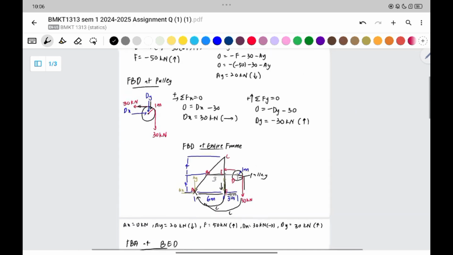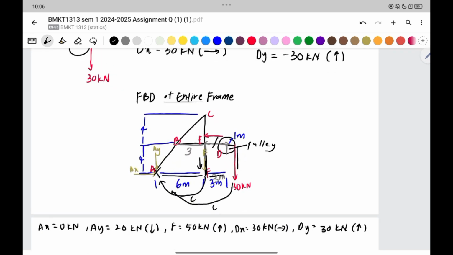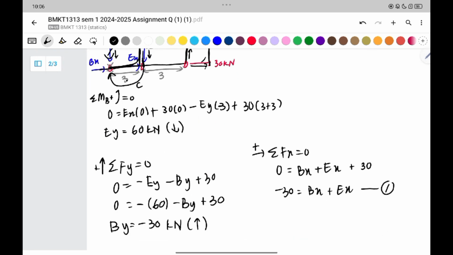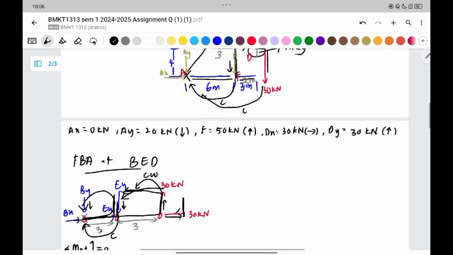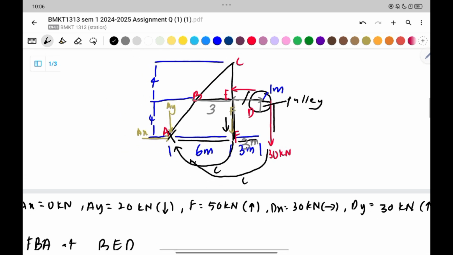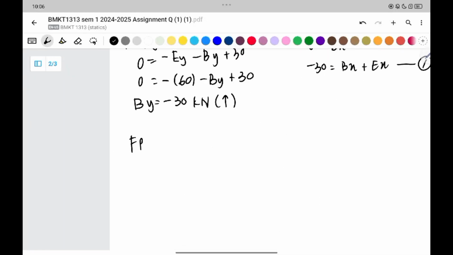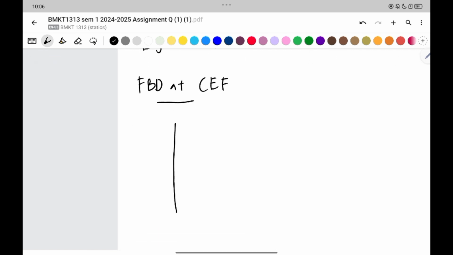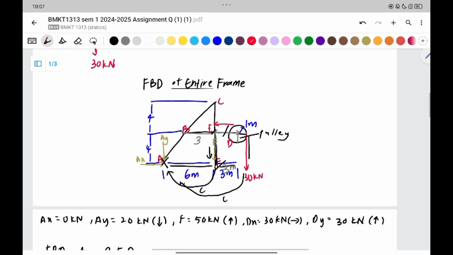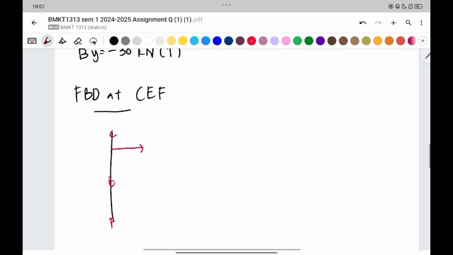Next, we'll need to draw the free body diagram. Now it's either CEF or ABC. Here we already found the values for EY and BY. So it's easier for us to use the free body diagram of CEF, because we already know the value for F and one of the E components. So the next is the free body diagram of CEF. It has C, E, and also F, and also a value here. Remember, there's a value here, because we already removed the pulley, so it will act like that, which is 30.